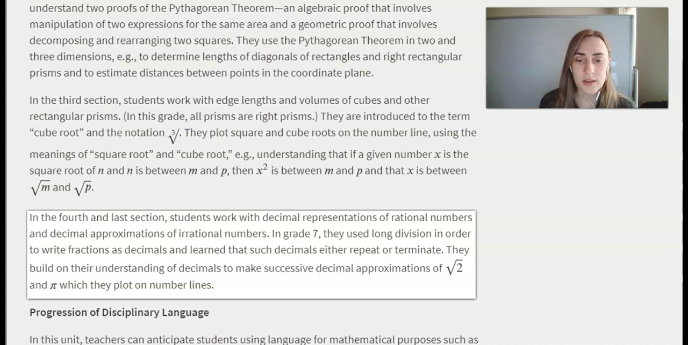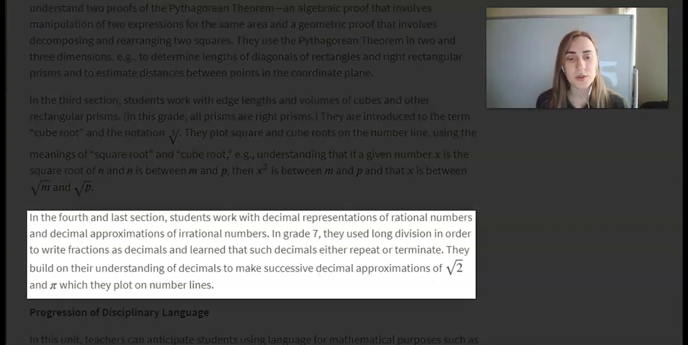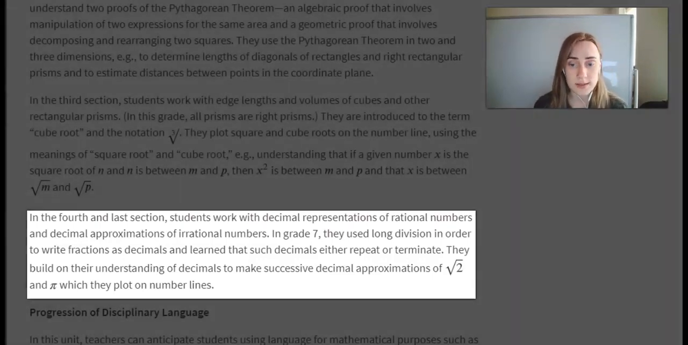Then you can see in the fourth section, the last section, students will work with decimal representations of rational numbers and decimal approximations of irrational numbers, and expand their work from 7th grade, where they used long division in order to write fractions as decimals, and learn that such decimals either repeat or terminate. So they'll build in this unit on their understanding of decimals to make successive decimal approximations of the square root of 2 and pi, which they'll plot on number lines, and that will be the end of this unit.